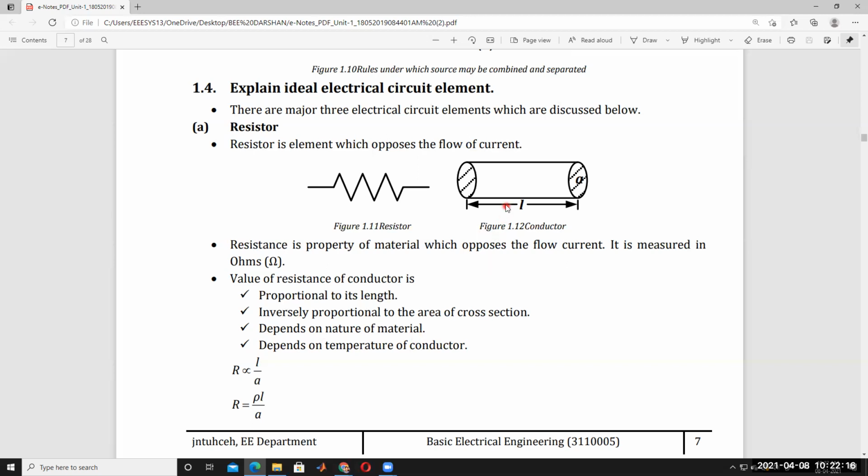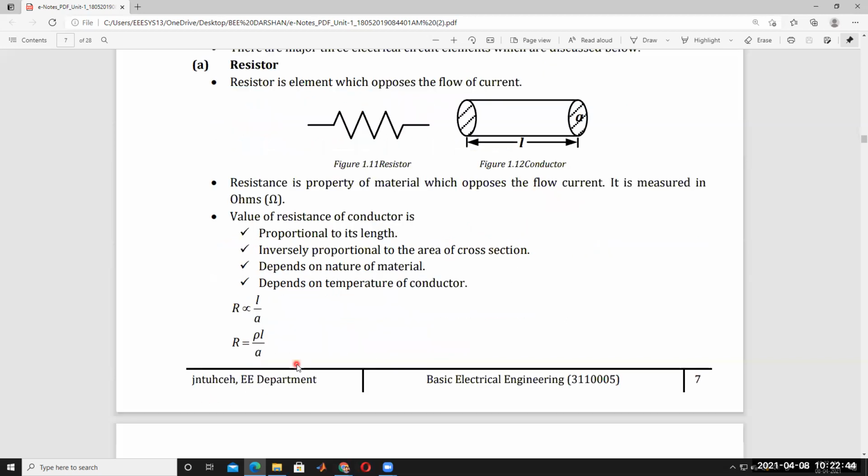The nature of the material may be copper, aluminum, silver, gold. It also depends on the temperature of the conductor. Temperature is proportional to the resistance: as temperature increases, resistance increases. So it depends on the material and on the temperature of the conductor.